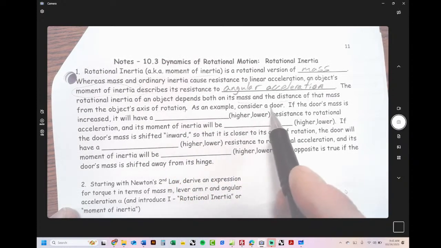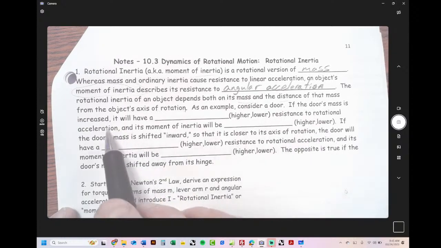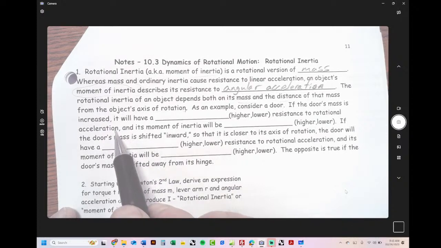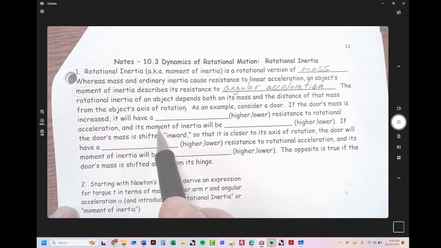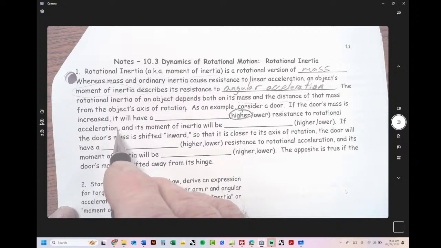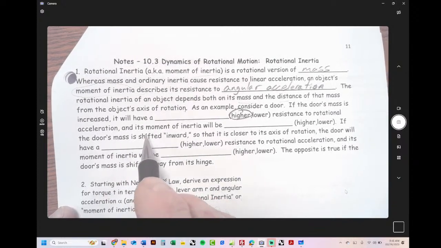As an example, consider a door. If the door's mass is increased, it will have a greater resistance to rotational acceleration. So if we make the door twice as heavy as it is now, keeping everything else the same, will it be harder or easier to open and close? Harder, because it's got more mass, and to get it moving, it's going to be harder, so it's going to have a higher resistance to rotational acceleration.